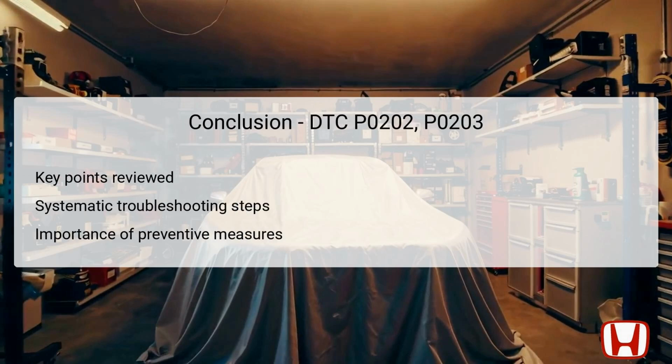In conclusion, we have thoroughly reviewed the DTC codes P0202 and P0203, which indicate malfunctions in the circuits for the number 2 and number 3 cylinder injectors within the Honda CRV models from 2017 to 2022. We outlined the systematic troubleshooting steps necessary to diagnose and repair the underlying issues effectively.